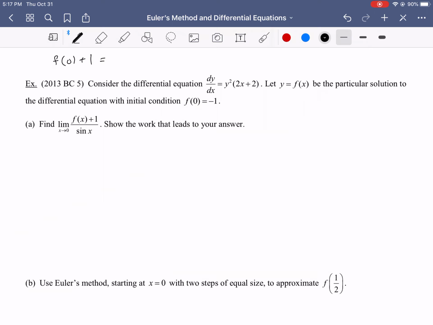And so what is f of 0? Well, the question says that f of 0 is equal to negative 1. So this will be negative 1 plus 1, which is equal to 0. So the numerator is going to be 0. What about the denominator?